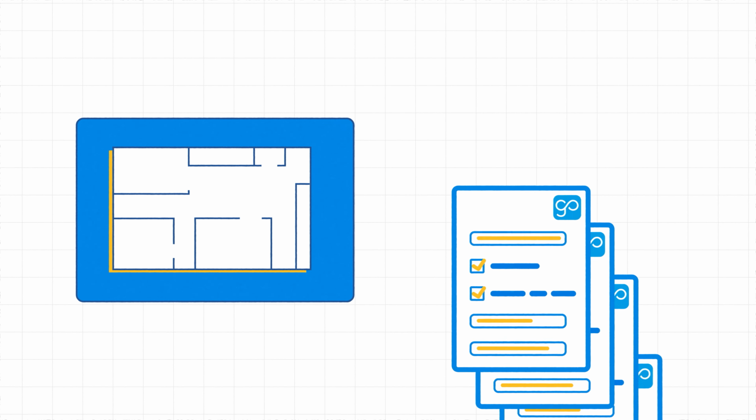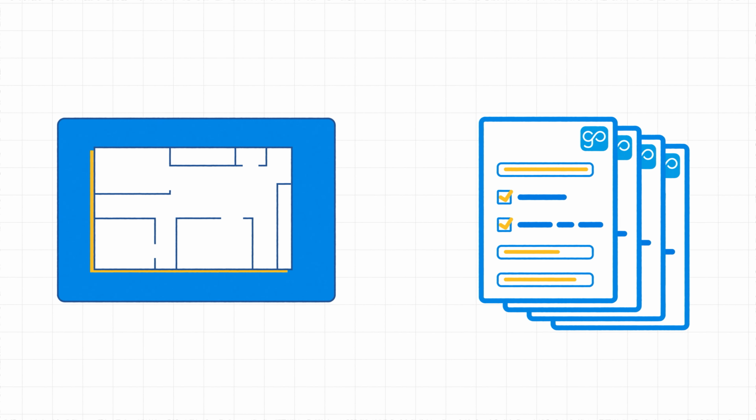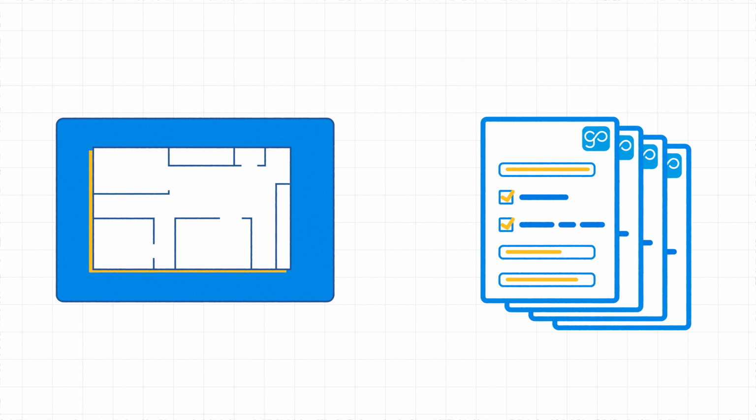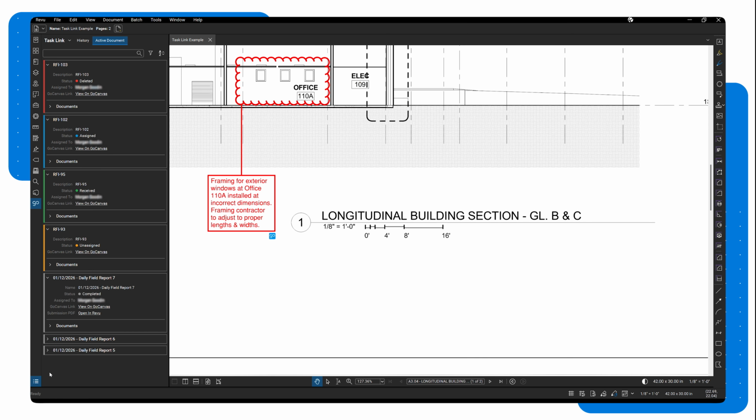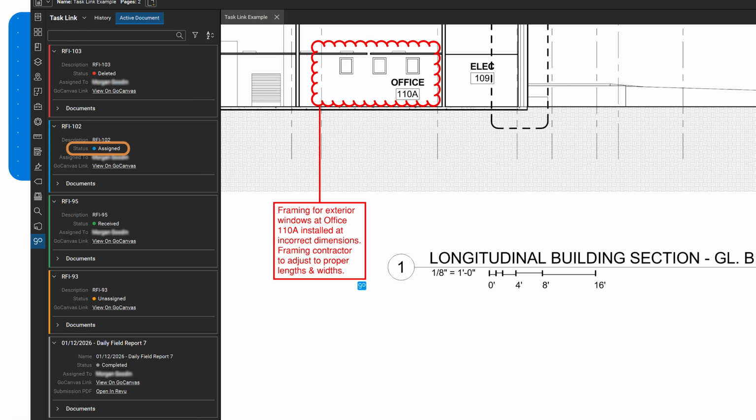TaskLink makes it easy to export drawings and GoCanvas submissions as a single, organized PDF package. This keeps everything connected and makes project files well organized. GoCanvas forms display different statuses in the TaskLink panel within Bluebeam Revu: assigned, unassigned, received, completed, and deleted.